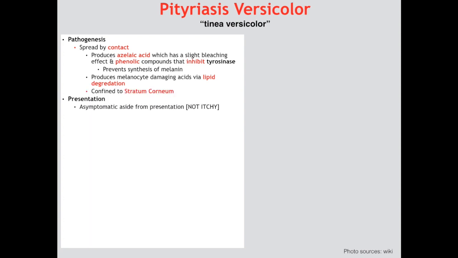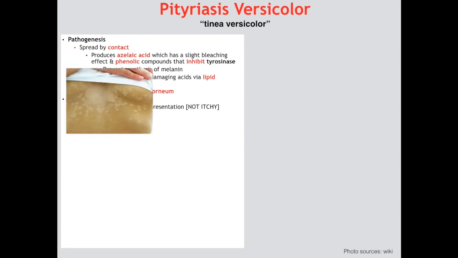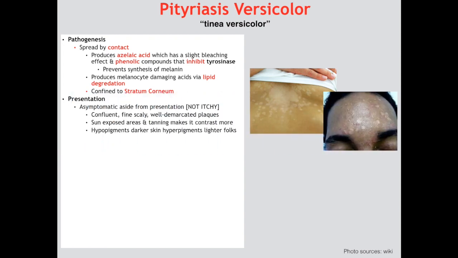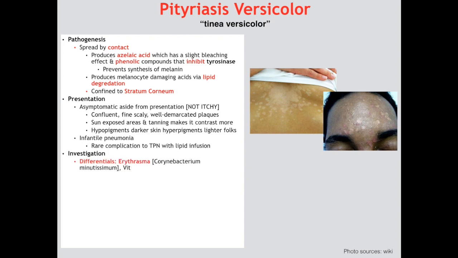Now, the clinical presentation, this is completely asymptomatic, completely differing from our actual tineas, which are itchy. It's a confluent fine scaly rash that tends to hypopigment darker people and hyperpigment lighter people. And for infantile pneumonia, I will link an NCBI article down in the description, because recent studies have shown that especially premature neonates on TPN with lipid infusion are at risk for Malassezia pneumonia.